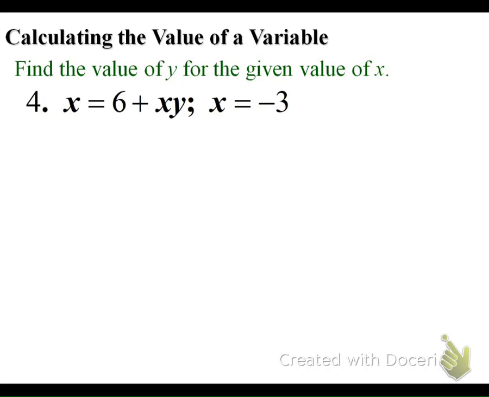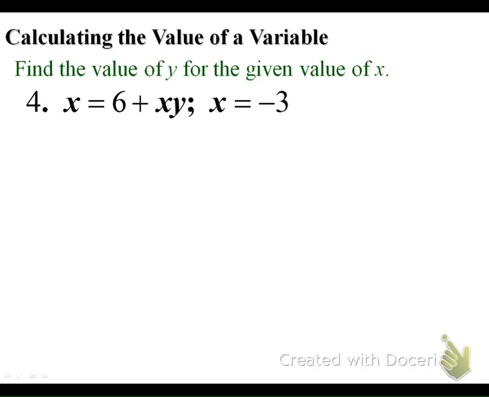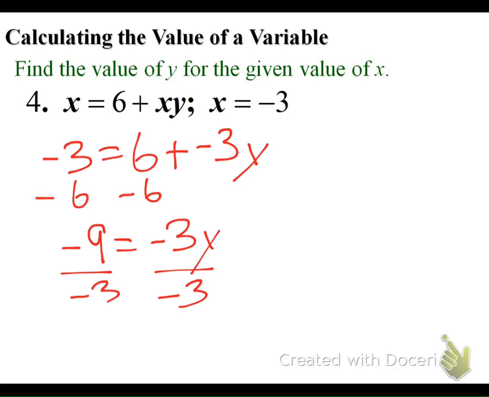All right, so I'm going to replace both x's this time with the negative 3. Whoop, didn't mean to go that fast, sorry. All right, we can subtract that 6 from both sides. We end up with negative 9 equals negative 3y. Divide, divide. What's y equal? 3, good.